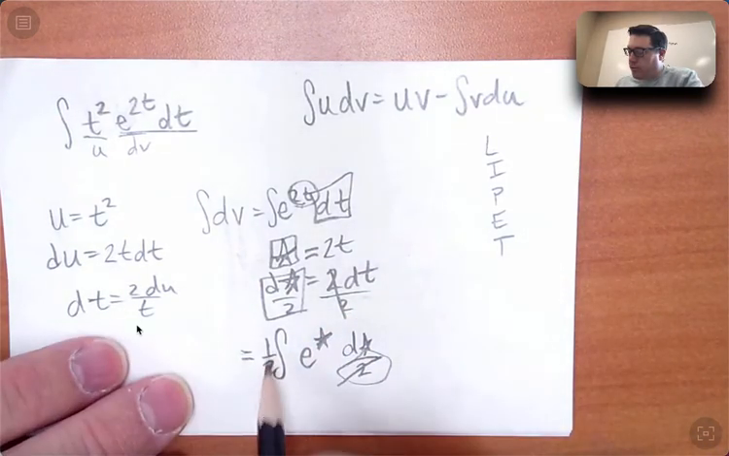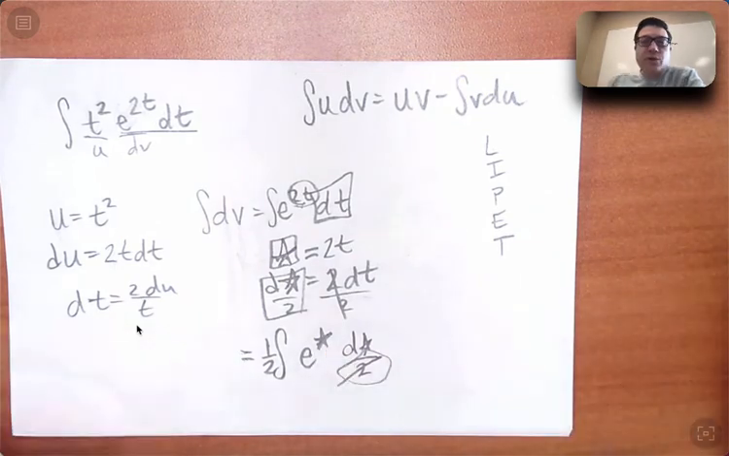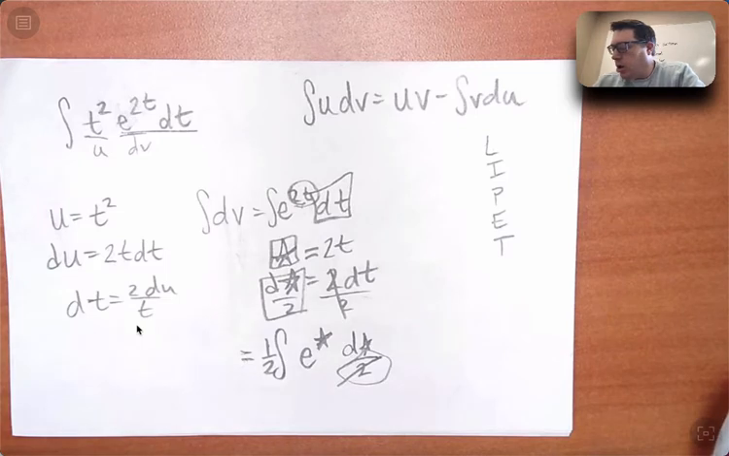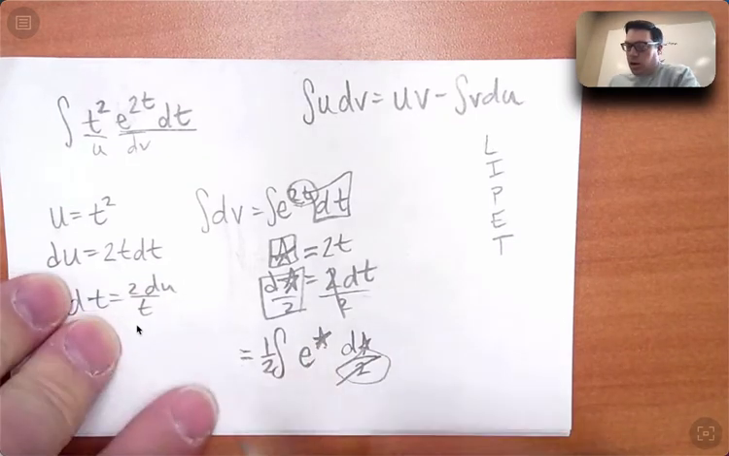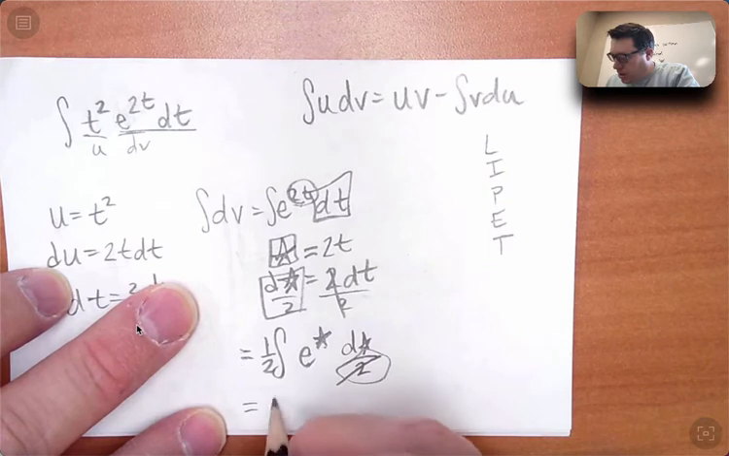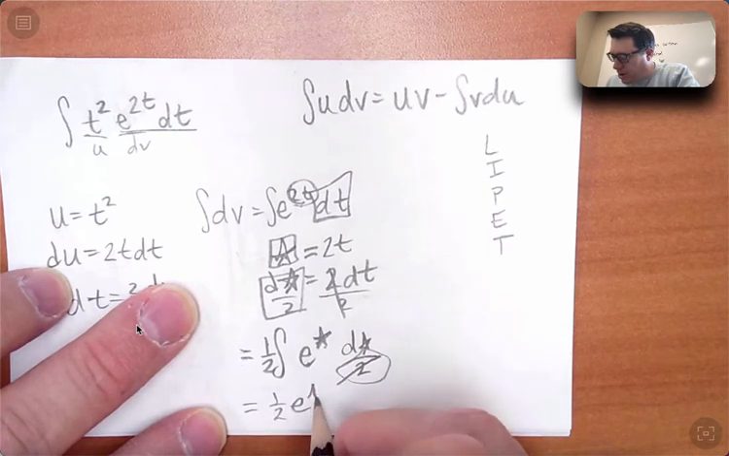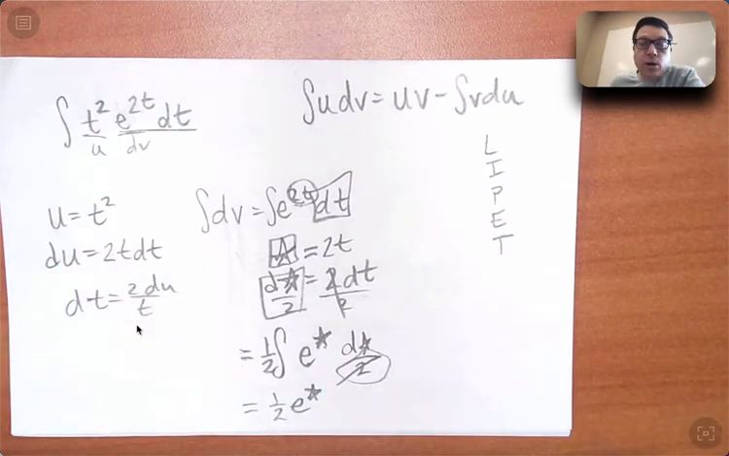So I have 1 over 2 e to the star. And if you remember, just because we used x commonly, these symbols are just placeholders waiting for further function definition. So e to the star, the integral of e to the star is e to the star. 1/2 e to the star. I don't need to write the integral sign anymore because I evaluated it.